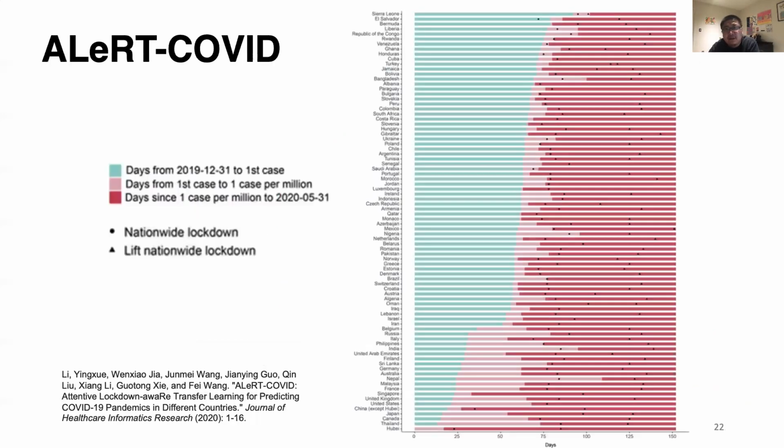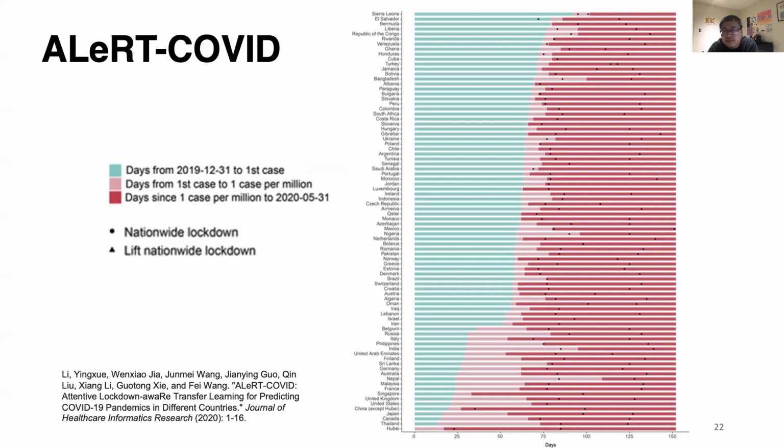And in another work, we try to study if transfer learning can be useful in this scenario as well. This figure shows the timeline of COVID-19 dispersion in different countries and government responses. The start point of the horizontal axis is the date when China reported a cluster of COVID-19 cases in Wuhan, Hubei province, which is December 31st, 2019.